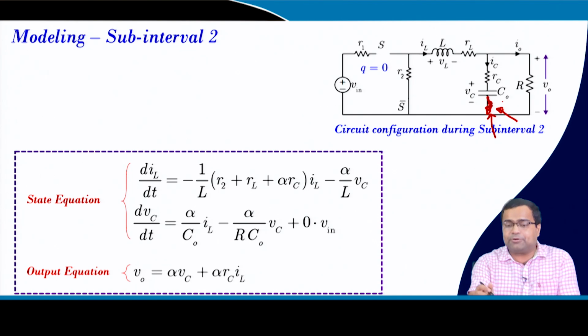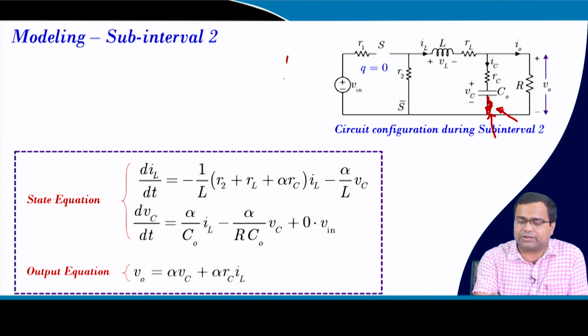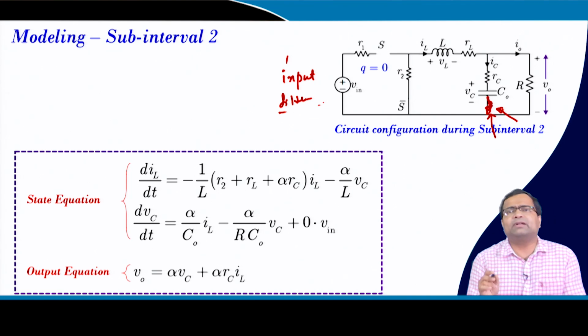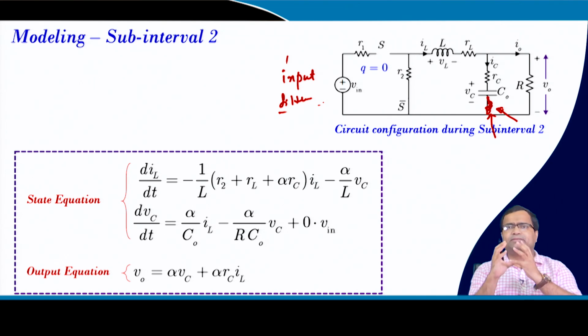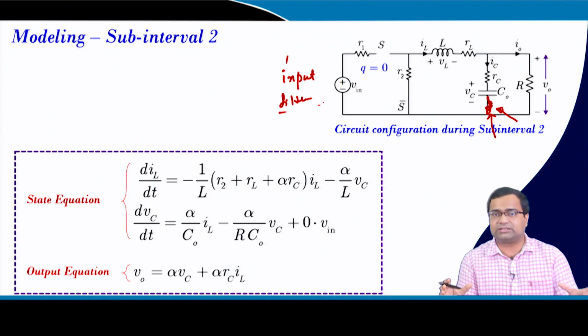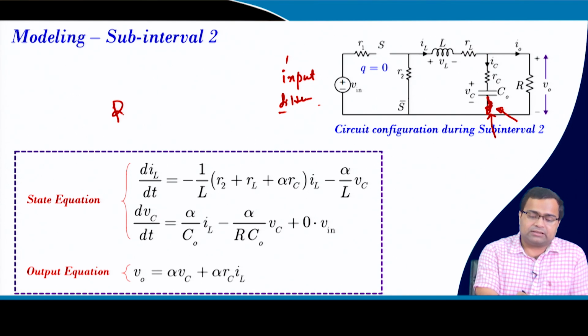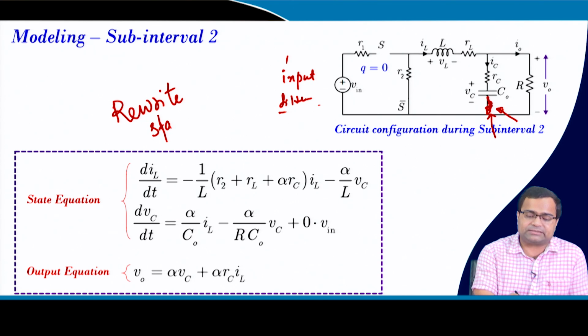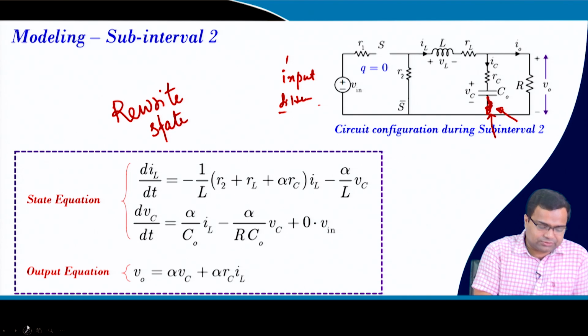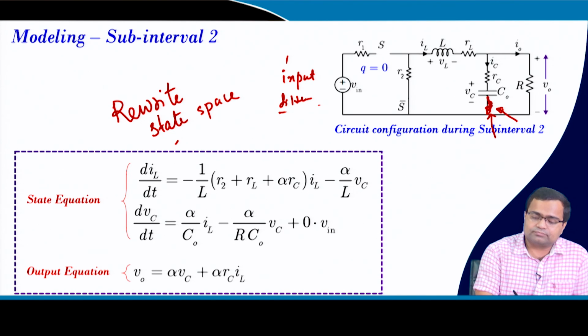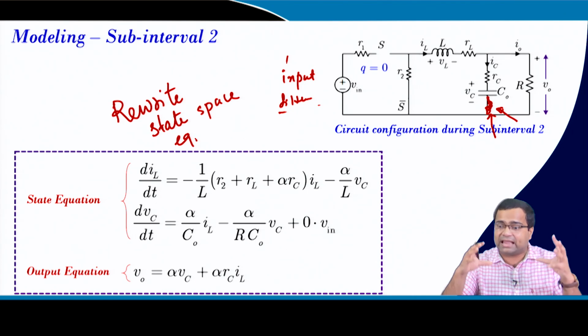So, again, suppose you consider an input filter here. The input filter has an energy storing element, so it will also have dynamics. That means when you write the overall equation in state space representation, you have to rewrite the whole equation. You have to rewrite the state space equation whenever you add any component also.